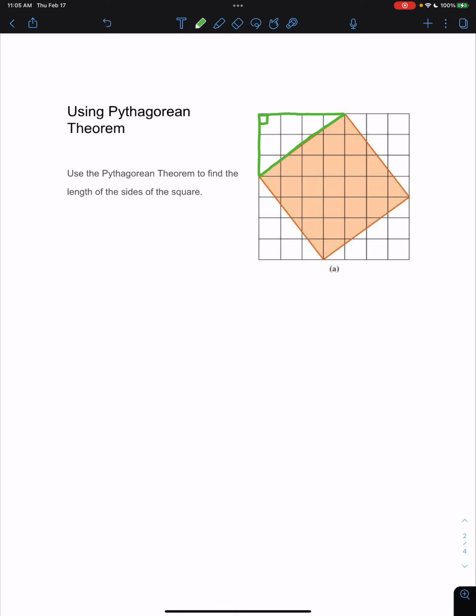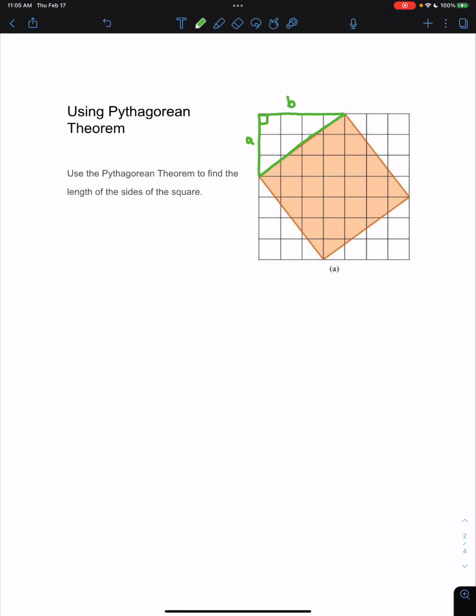I'm just going to label the sides A, B, and C. Again, it doesn't matter which one is A or B, but it does matter which one is C. So A and B, arbitrarily, are the legs. And again, like I said, you could do it this way. It doesn't matter. But for my purposes, I'm going to label this one A and this one B.